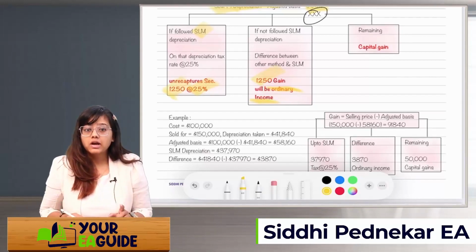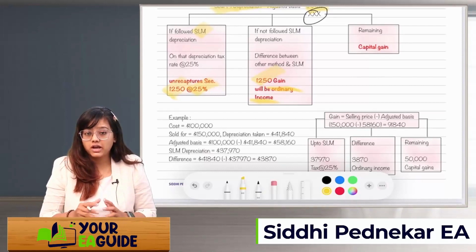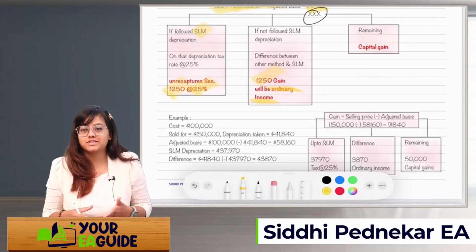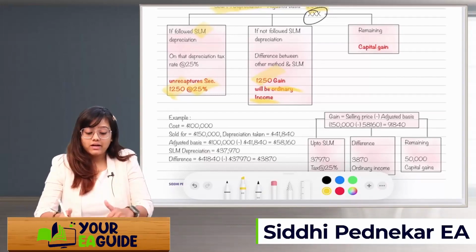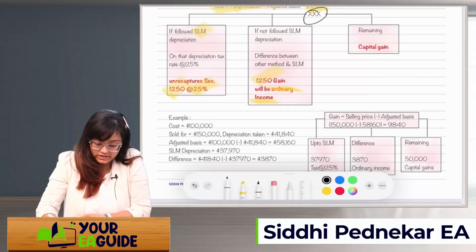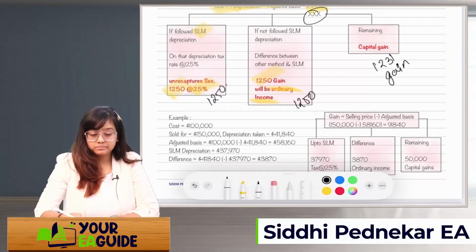Just remember, the depreciation is being charged at the tax rate of 25%. Now whatever is remaining will be your capital gain. Again, this will be called your 1231 gain. And this is your 1250 gain recapture.